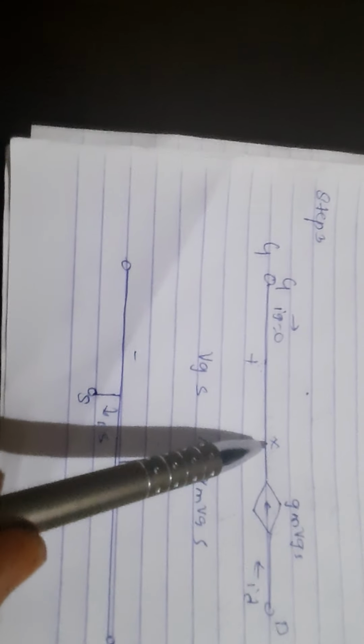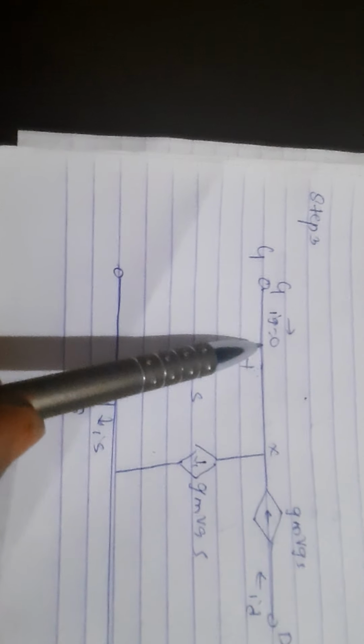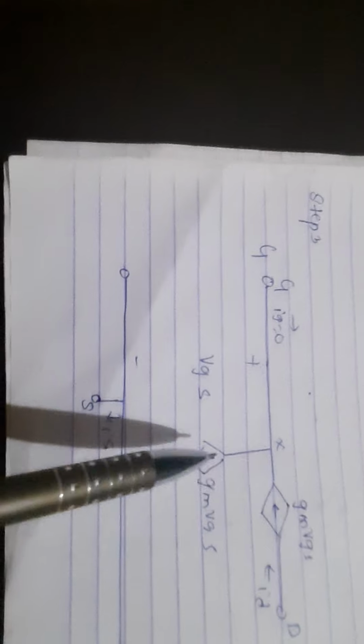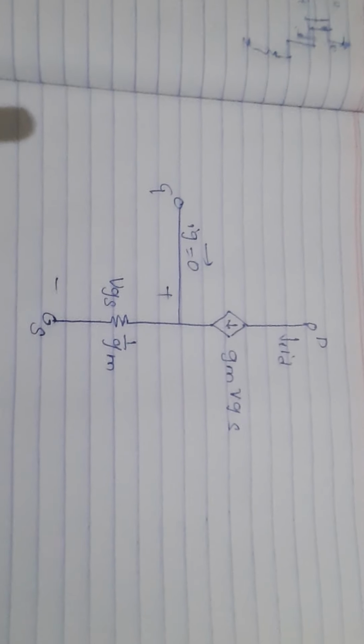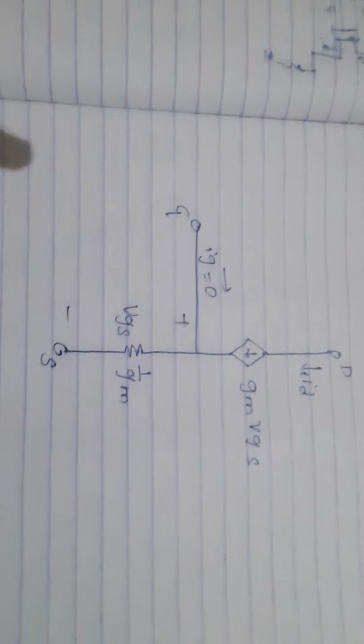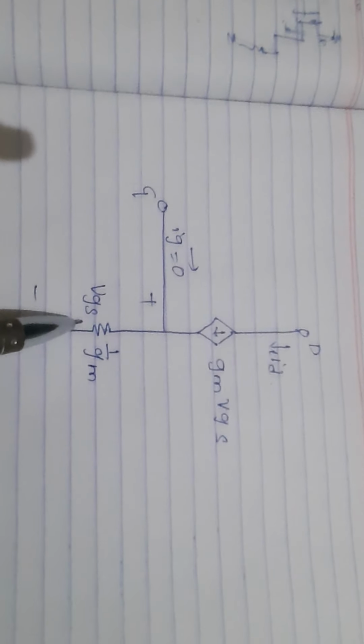Third step, this X node is joined to the gate. The gate current remains 0. Again, this is allowed. It is not changing any current in the circuit. Now the last step is this one. What we have done in the last step is an alternate model.